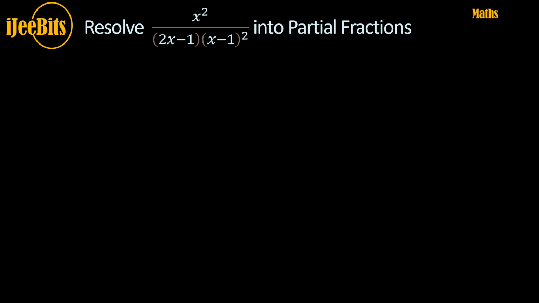Okay, next problem. Resolve x square by 2x minus 1 times x minus 1 whole square into partial fractions. The first thing is, is it a proper fraction? Degree of numerator is 2. Degree of the denominator is 3, this is x cube. So 2 is less than 3 and hence this is a proper fraction. So rule number 1 is done. You validated this is a proper fraction. You don't need to split anything.